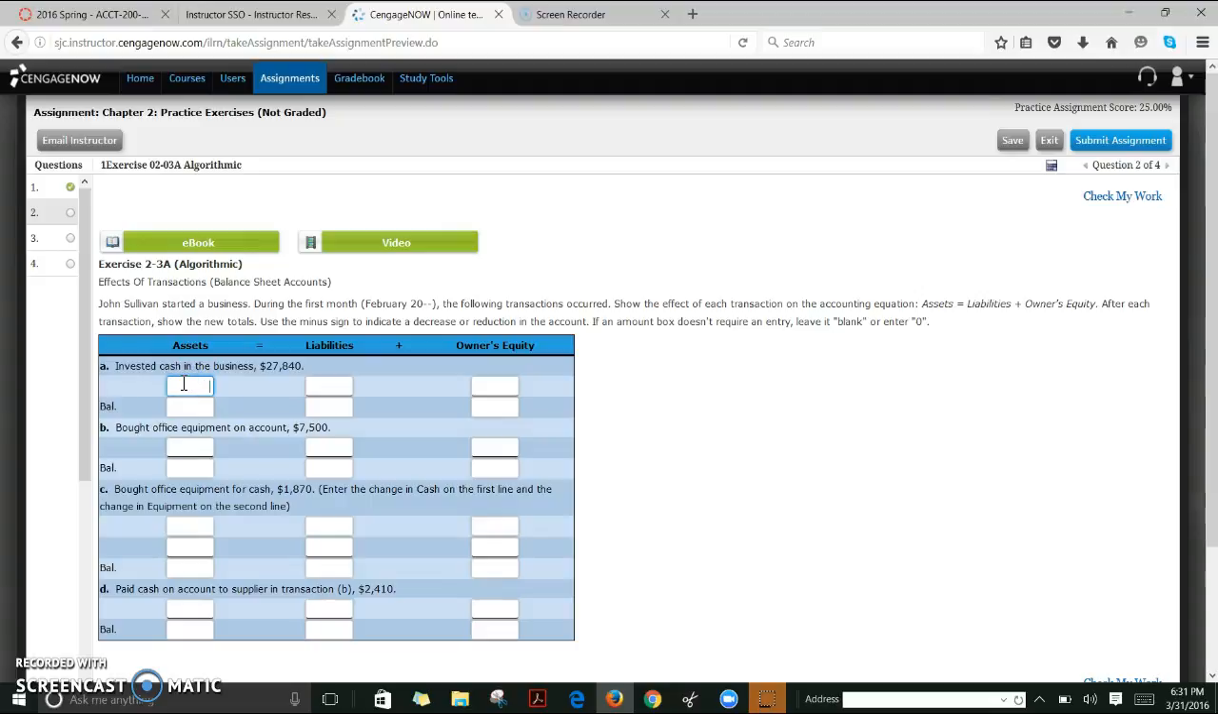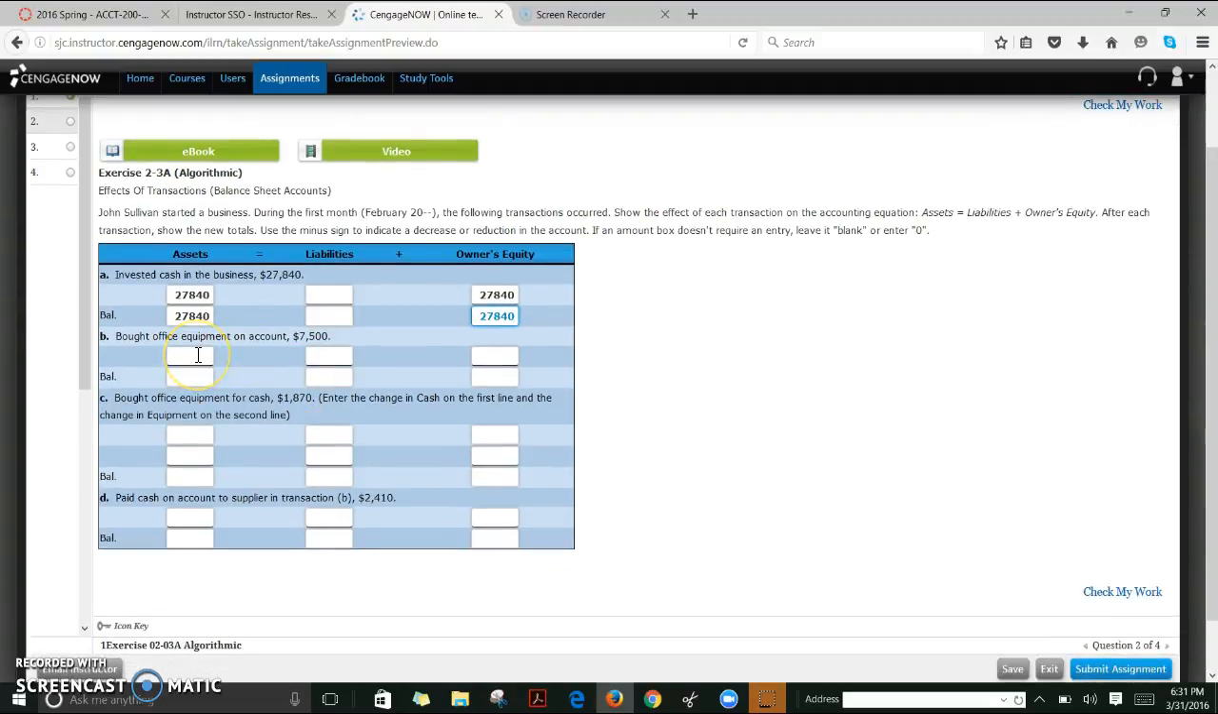So he invested cash in the business of $27,840, which will add to your assets. You'll increase assets by that much, and your owner's equity will also increase. Remember, if you increase the left side of the equation, you also have to increase the right side for it to equal. So we have 27,840 and 27,840. If the amount box doesn't require an entry, you can leave it blank or you can enter 0, either one.